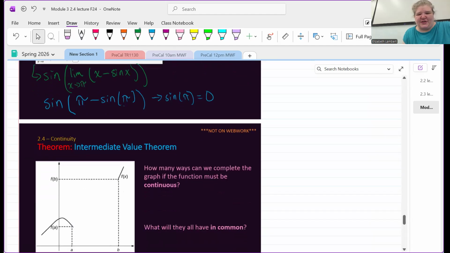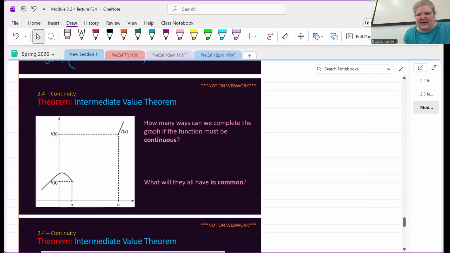Now we do get another theorem in here. We're not going to study it, it's not on WebWork, but it is kind of interesting. So if my graph comes and stops at x equals a, with my function value f of a, and then over here at b, my function value is f of b. If I tell you my graph f is continuous, what do I know for sure about that in between area?